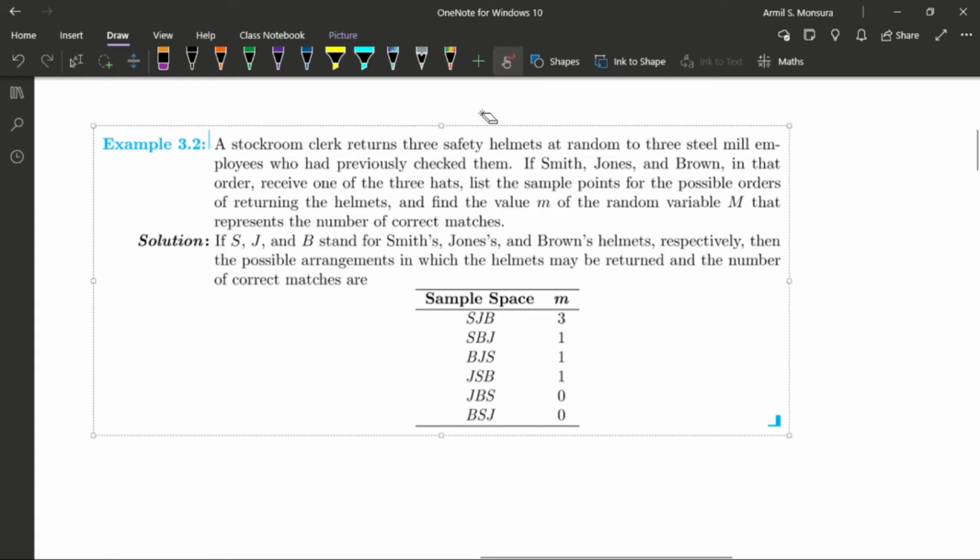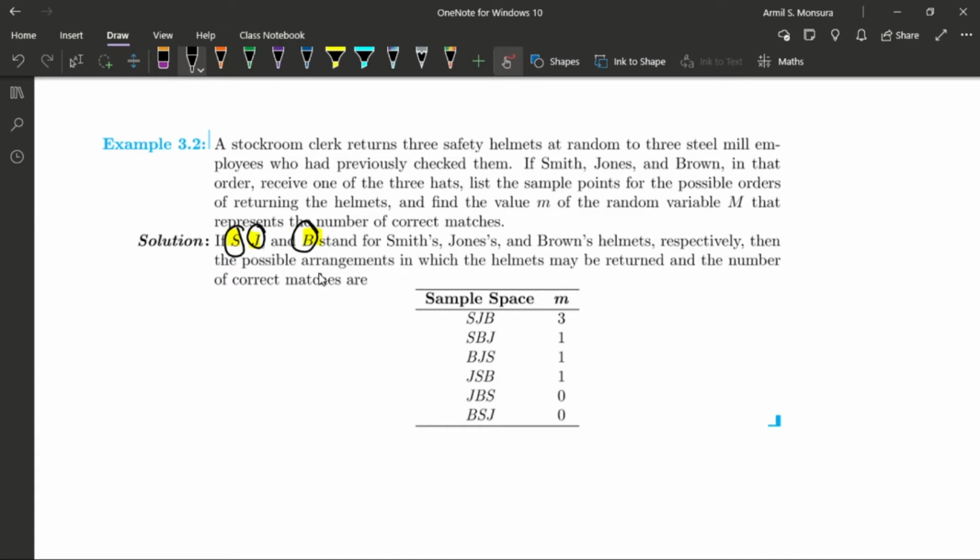The discussion states that if we assume that Smith, Jones, and Brown have an equal probability of getting their helmet correctly, then we can say that the sample points in your sample space have equal probabilities as well. Which means that if Smith, Jones, and Brown have equal probability of getting their correct helmet, then these sample points would also have equal probabilities.